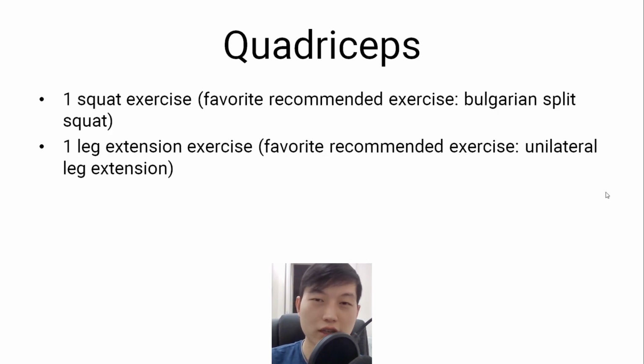Next, we go into the leg muscles. The quadriceps. You need one squat exercise, and my favorite squat exercise is the Bulgarian split squat, but you can do back squats, leg press, any type of squat, lunges, whatever you want, and one leg extension exercise. And my favorite recommended exercise is the unilateral leg extension. You may have enough with just one squat exercise, but if you want to be completely optimal in your quadriceps muscle growth, you need a leg extension exercise also.